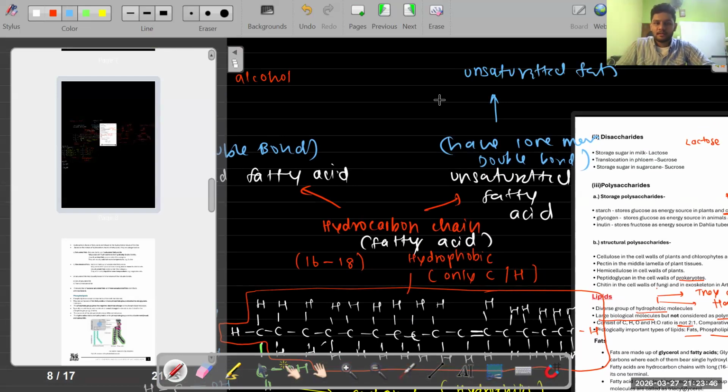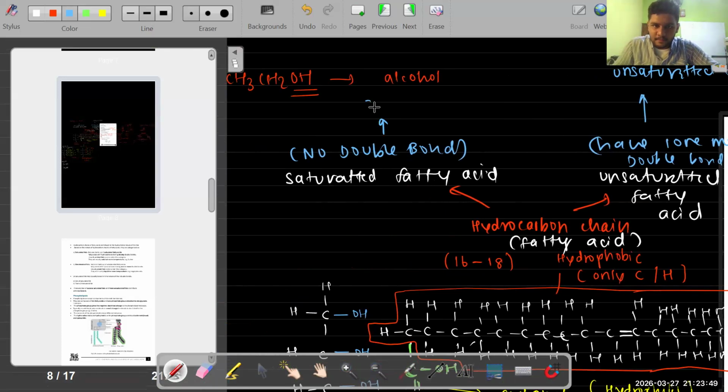Now this is the thing. See, there are two types of fats: saturated and unsaturated. Now, I know this is the first time you are coming across this word. It is a bit confusing. So now you said there are saturated fatty acids. Now where do these saturated fats come from?